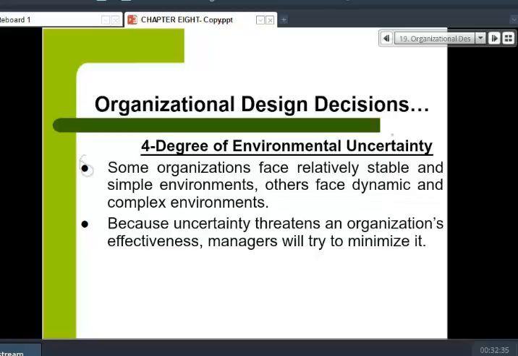Because uncertainty threatens an organization's effectiveness, managers will try to minimize it. So managers always try to avoid threats and risks by calculating what troubles the company could have in the future. So managers try to eliminate these kinds of risks.